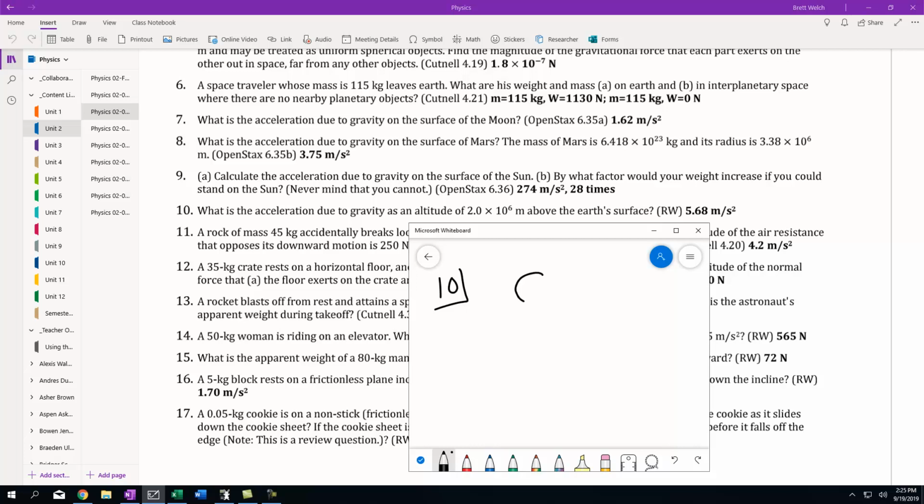So if you think about the Earth being right here, we're going to be up here a little bit higher, specifically 2 times 10 to the 6th, or 2 million meters above the surface of the Earth. That's a lot of meters.